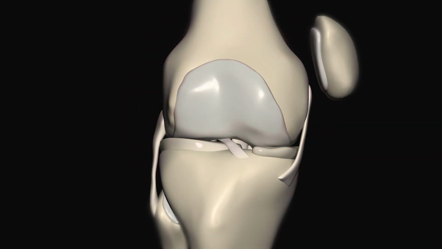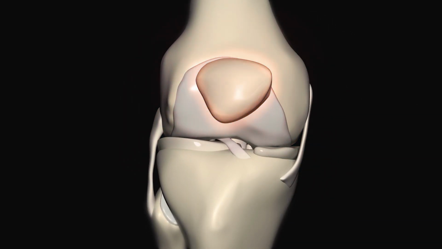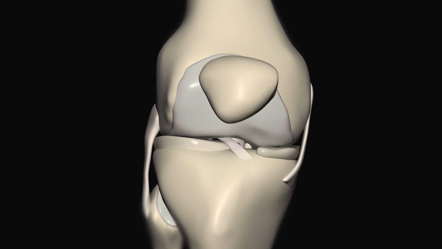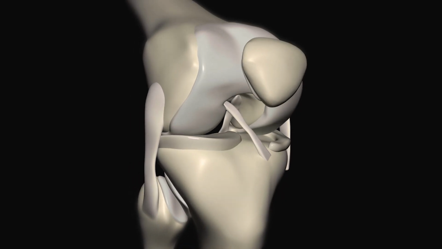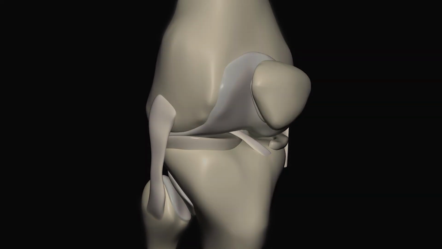The posterior and inferior surfaces articulate with the tibia and menisci of the knee, while the anterior surface articulates with the patella. Thus the knee joint is formed.